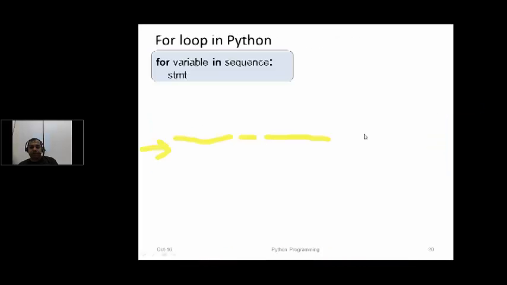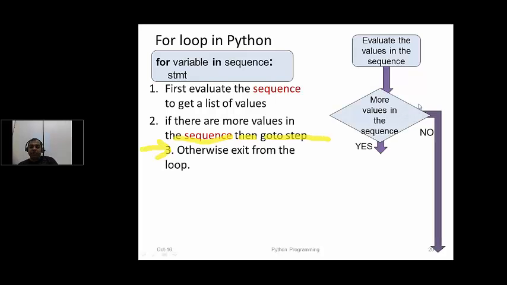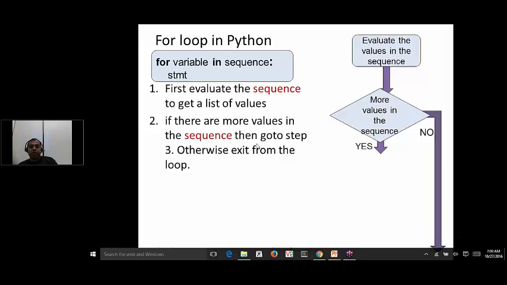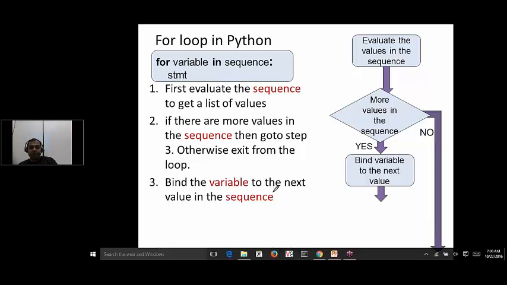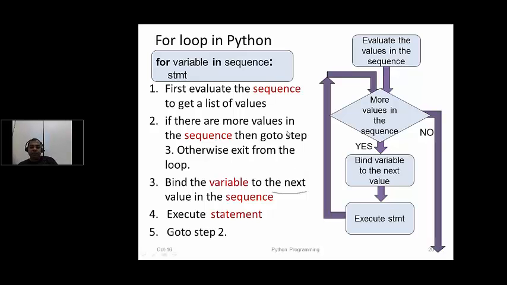So how does this work? First you evaluate the sequence to get a list of values. It could happen that the sequence is empty, in which case you don't do anything. But if the sequence is non-empty and you have not processed all the values, then you will continue, otherwise you will exit from the loop. What you do during the loop is you bind the variable to the next value in the sequence, and finally you execute the statements. This completes one iteration of the for loop. After that you come back and check for more values in the sequence. If there are more values, you continue the iteration, otherwise you exit.